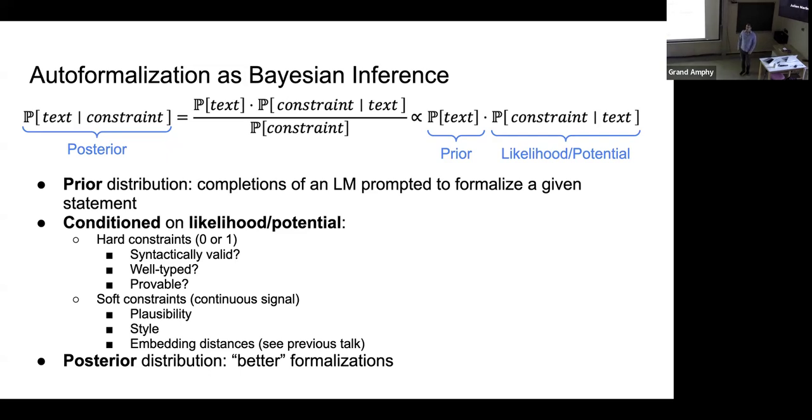And what could those likelihoods be that we condition on? There's kind of two types. There's hard constraints, which can be 0 or 1, such as syntactic validity, well-typedness, provability, and then the soft constraints, which continue a signal between 0 and 1, such as how plausible the statement is, whether the style is good or not. We could also try to leverage distances in embedding space, which was on the previous slide, those kind of things. And the hope is that then the posterior distribution will contain better formalizations.